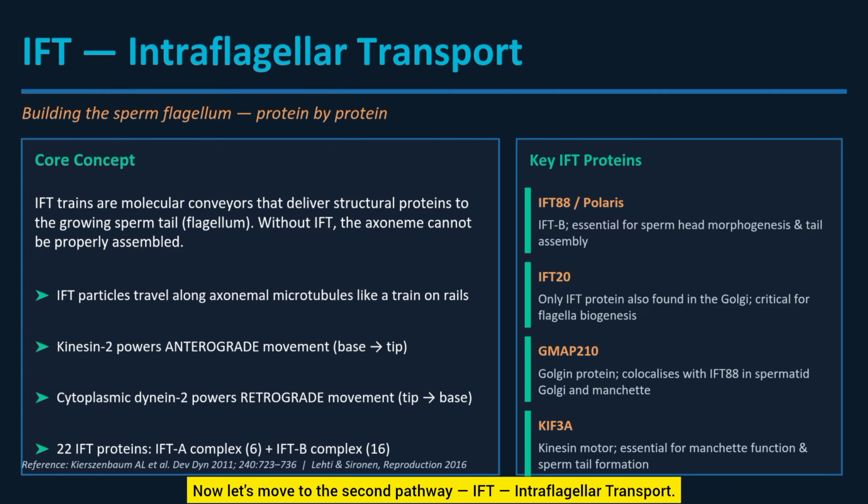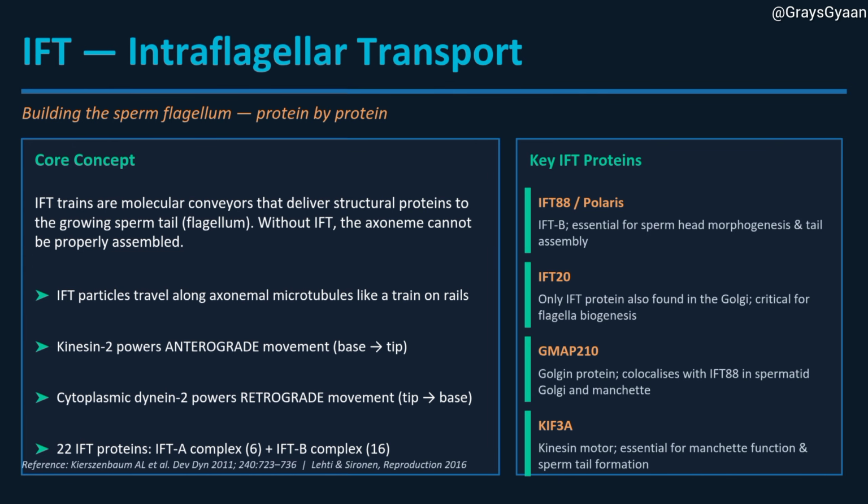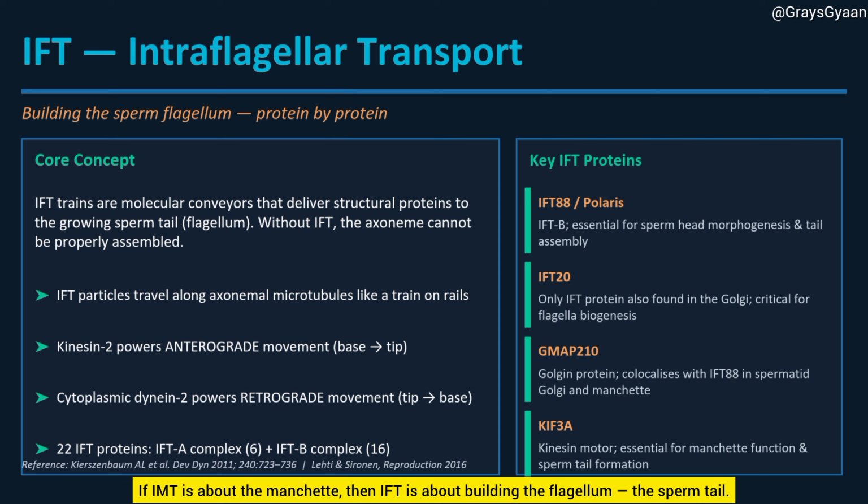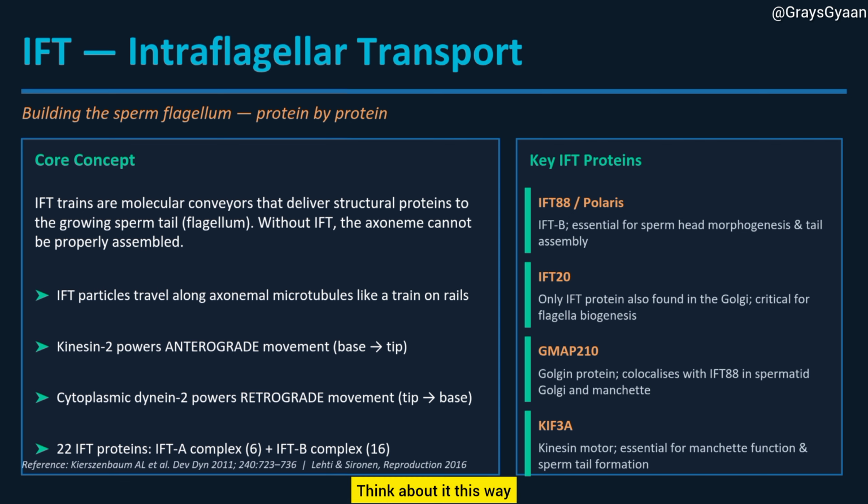Now let's move to the second pathway, IFT, intraflagellar transport. If IMT is about the manchette, then IFT is about building the flagellum, the sperm tail. Think about it this way. The flagellum is an incredibly complex structure. It contains the axoneme, outer dense fibers, and the fibrous sheath. All of these proteins need to be manufactured, transported, and assembled at exactly the right location inside the growing tail. IFT does this job by working like a train system.